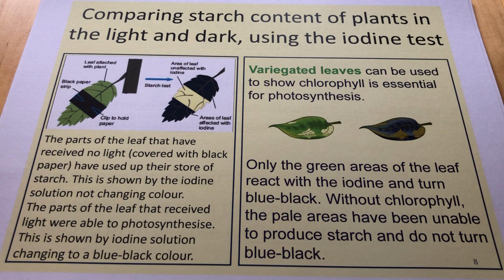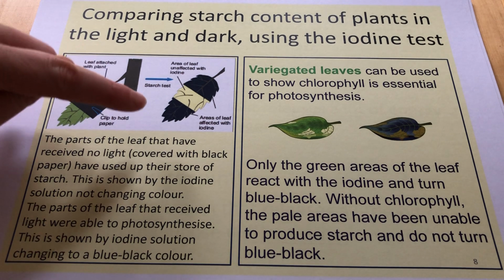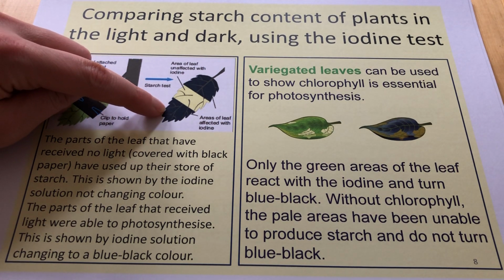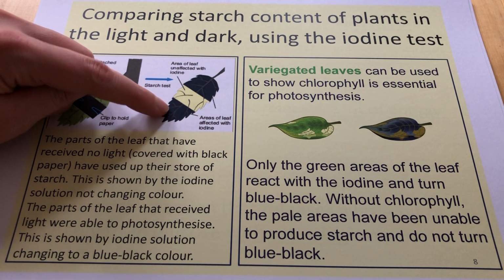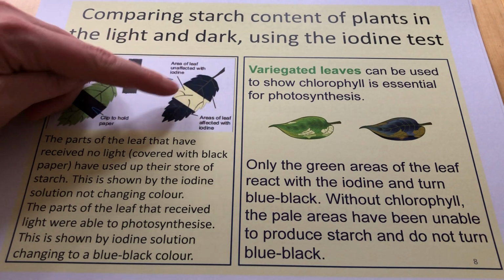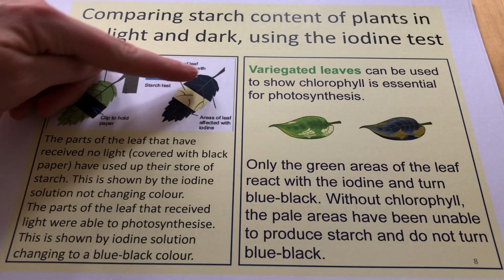We then put it onto a white tile and we kind of douse it in iodine solution. That just means put lots on, okay? So when we put lots of that iodine solution onto it, we see that where there was sunlight, where it was photosynthesizing, yes, we've got starch, yes, we've got starch. We get that colour change from orange to blue-black.